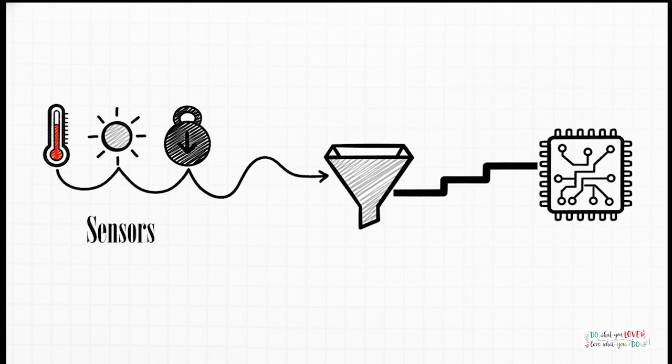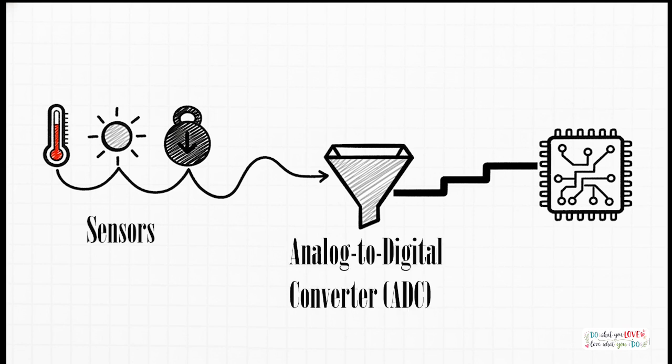But here's the catch. Computers only speak digital, just pure ones and zeros. So all that physical data absolutely must be sent through an analog-to-digital converter, or ADC. That converter translates the messy physical world into a language the microprocessor can actually understand and use.